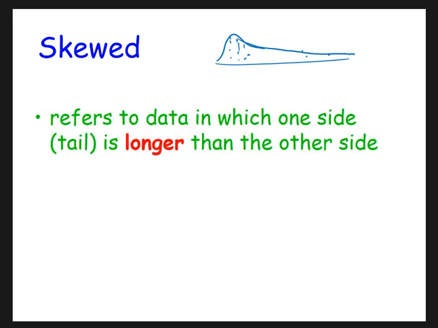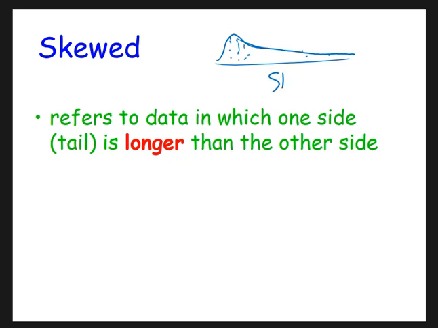This would make skewed data. Most of those coins are going to be pretty new, and there's going to be a few that are older, and they're going to be way spread out as they get older. So it's going to form that curve like we saw, with the tail way stretched out on one end. Skewed refers to data in which one of the tails, one side, is stretched out longer than the other.